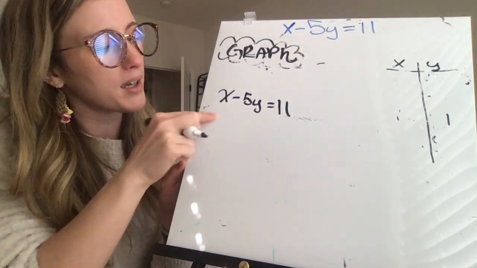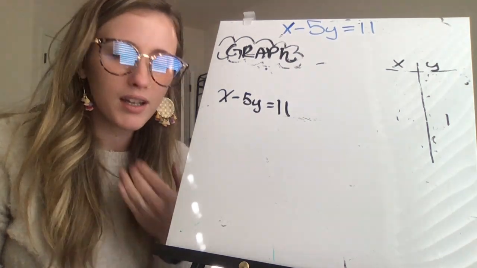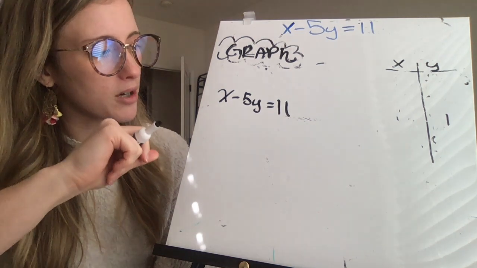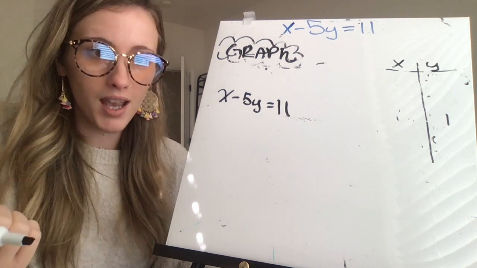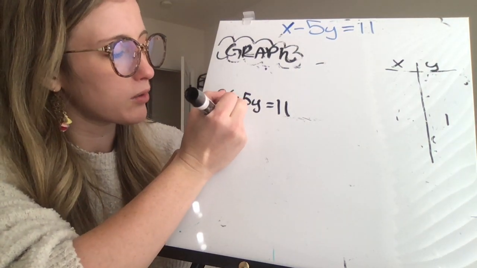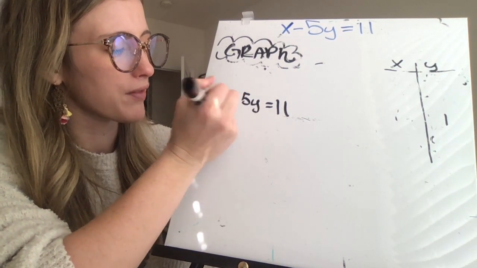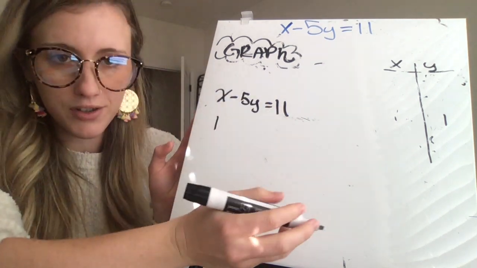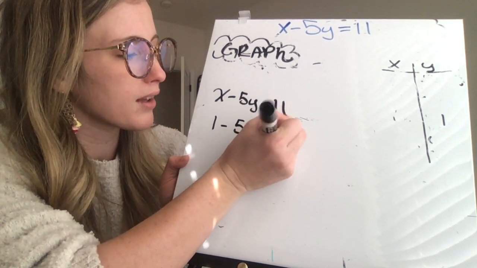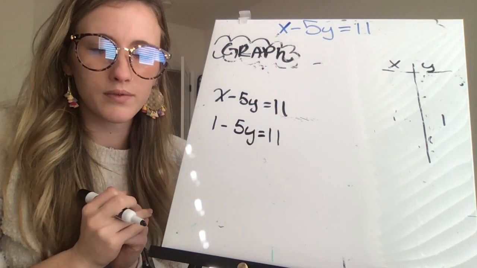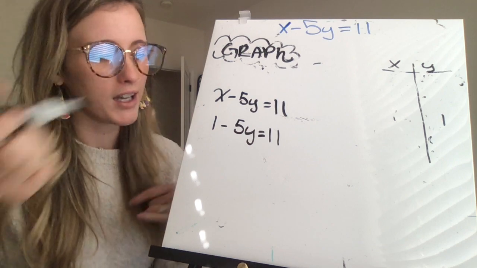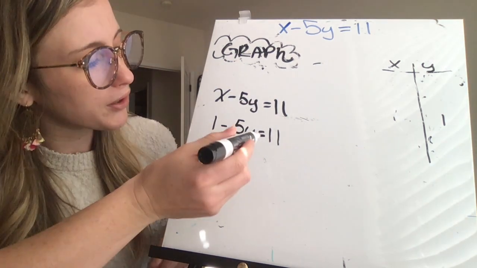Because x is by itself, I think it would be easiest to plug in any number for x. I'm going to start by plugging in 1. If I plug in 1, I've gotten rid of x. Let's finish that equation: minus 5y equals 11. Now we just have a one-variable equation that we're used to. Very, very simple.